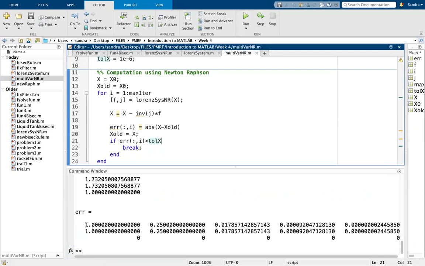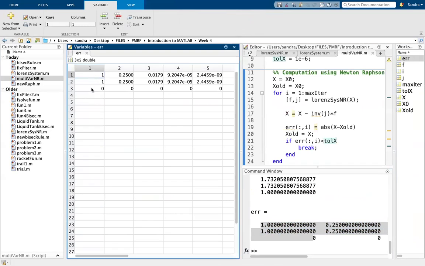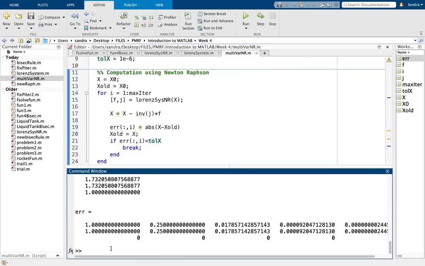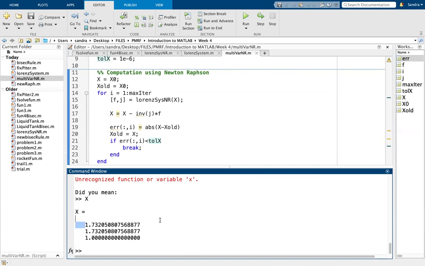You can see this was my first error, 1, 1, 1. If I open this error value, you'll see this was the first iteration. In the second iteration the error dropped again. Third iteration, fourth iteration, and in the fifth iteration it became e raised to minus 9. So it exited the loop. Now my capital X values are 1.732, 1.732, 1.